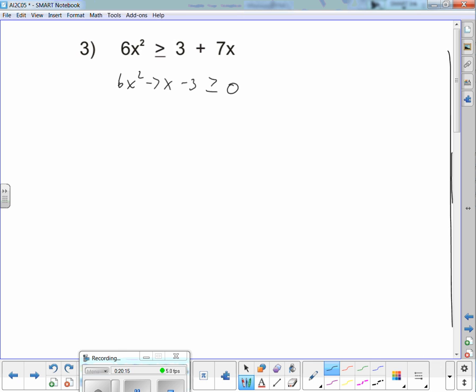Then you might say, hey, if I move the 6x squared to the other side, then I only have to move one thing. Do not put the 0 on the left. You'll just mess your brain up. Unless your brain is very, very organized, then you can do whatever you want.